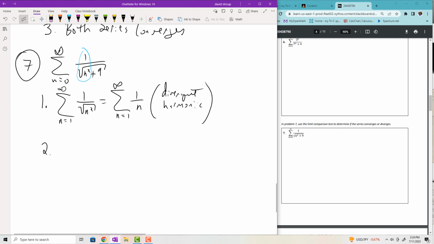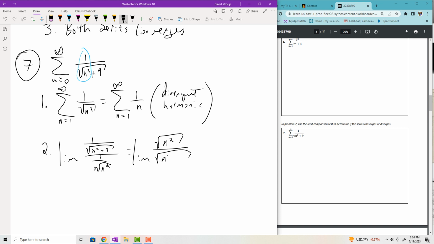Then secondly, I need to do this limit of the ratio of the terms of these two series. So I have the square root of n squared plus 9 all over 1 all over the square root of n squared. That will be the limit of the square root of n squared all over the square root of n squared plus 9. And again, you could circle off the high degree parts. Just get the limit of the square root of n squared all over the square root of n squared, which is the limit of 1, which is equal to 1, which is greater than 0 and finite. So therefore, both have the same behavior.